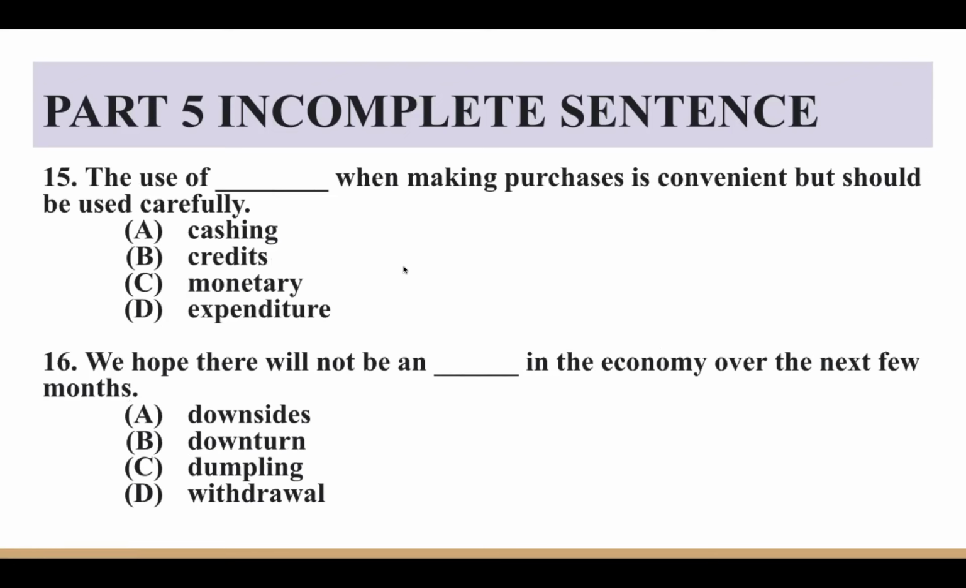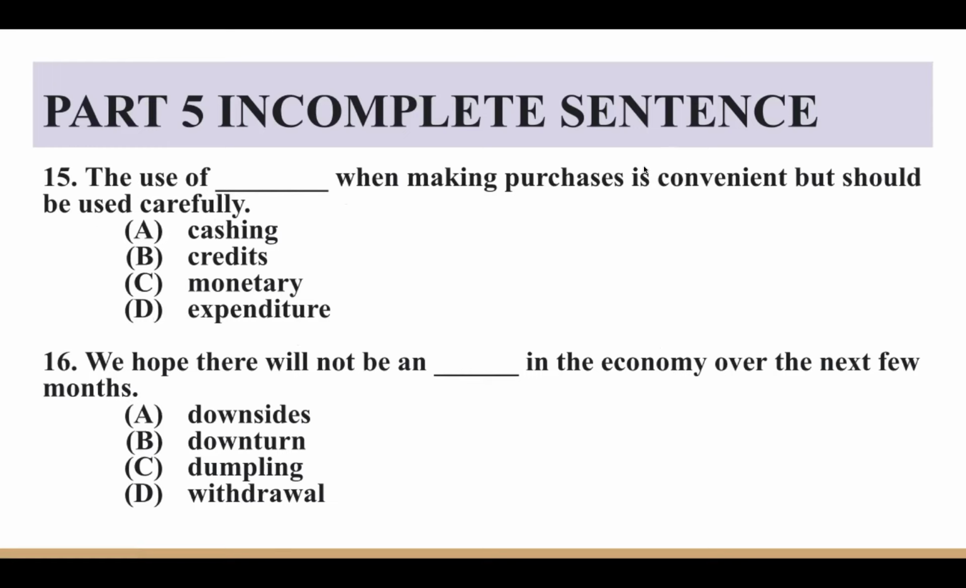Questions 15 and 16. The use of noun plus noun, right? Cashing, credit, monetary, and expenditure. So all of these are nouns, but you need to put the right one in the right text. When making purchases, it's convenient, but should be used carefully. So I would say credit card. Is that right? So the answer will go for B.